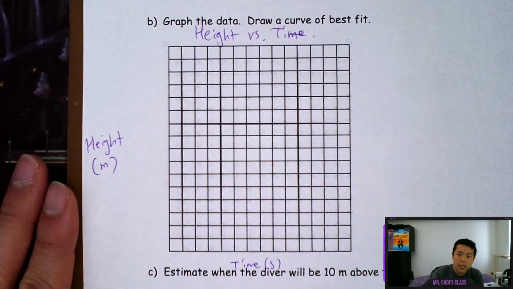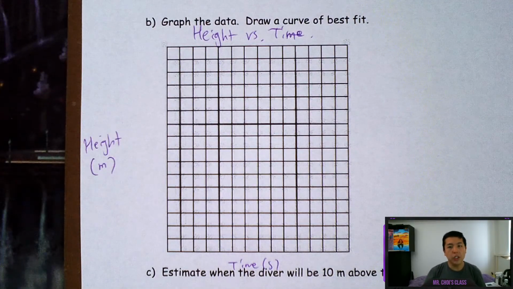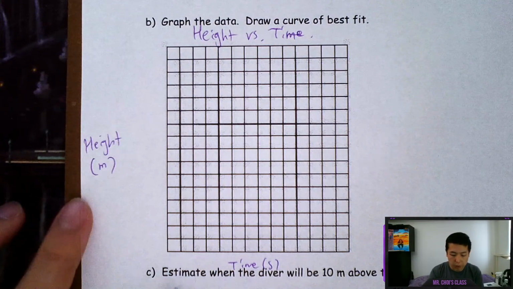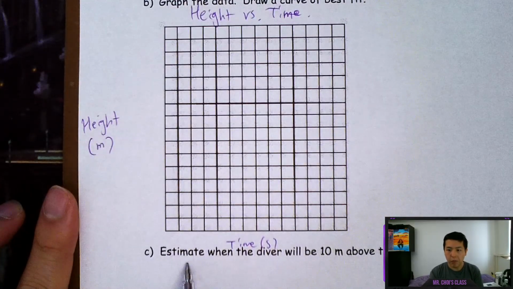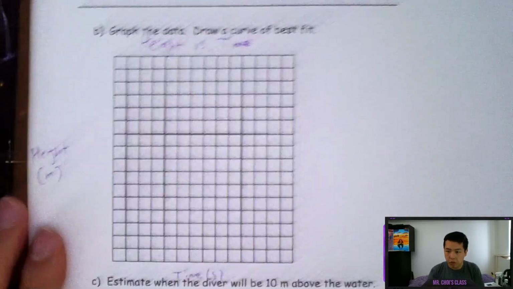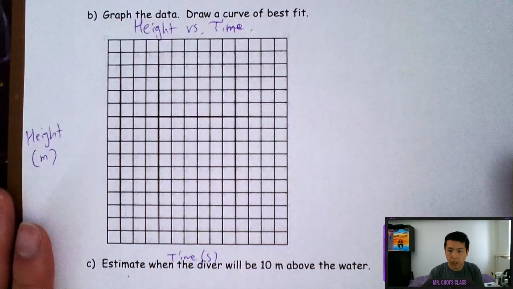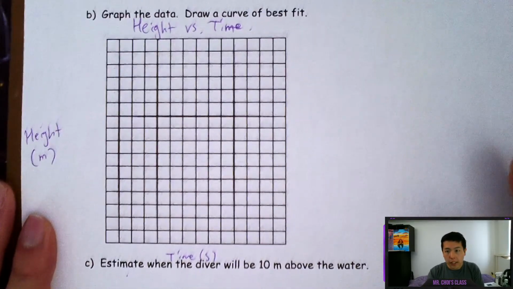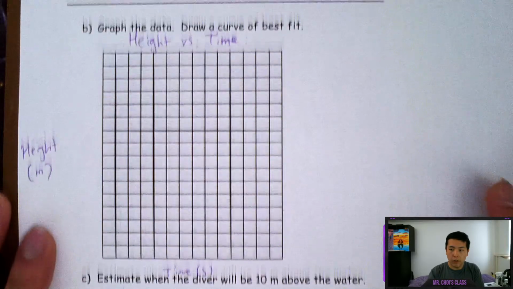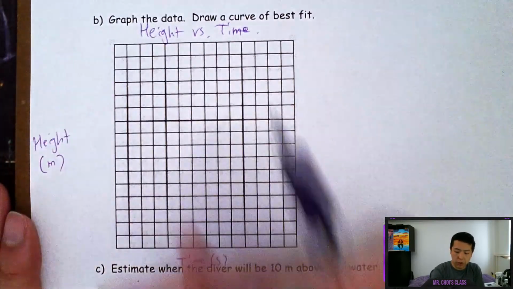Okay? Now, in this example here, I want you to not use a break. We're not going to use a break, mainly because we're going to be estimating. When we estimate here, at the very bottom here, we don't want to use breaks. We want to use as much space as possible, but no breaks. So, let's go through what we need to do here. Graph the data, draw a curve of best fit. Perfect. Okay, so we have our two axes titles.